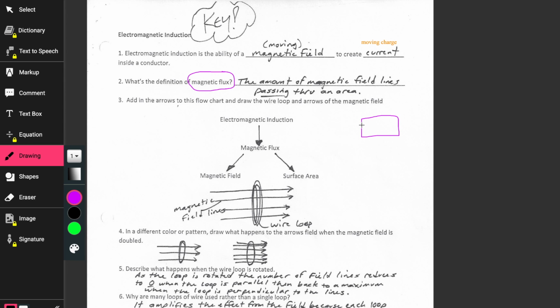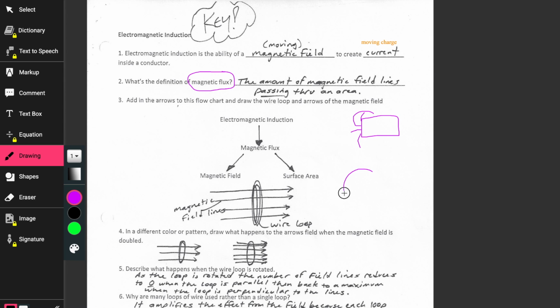we talked about the strength of a magnet is stronger here because all the field lines are bunched together. Well, that's actually one way of looking at magnetic flux. We have a bunch of field lines passing through an area. And that's what this drawing is representing. Inside this little circle, there's a surface area.